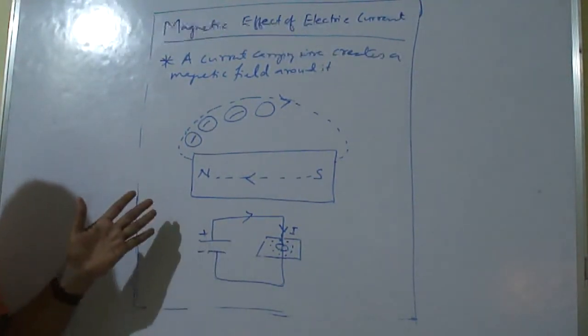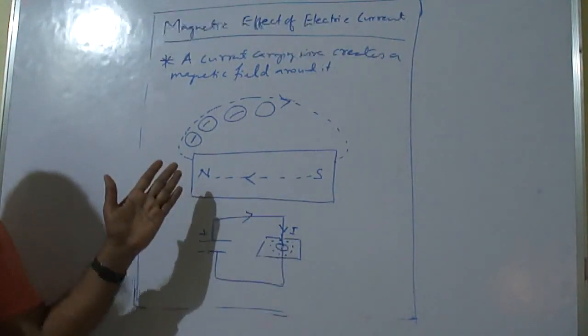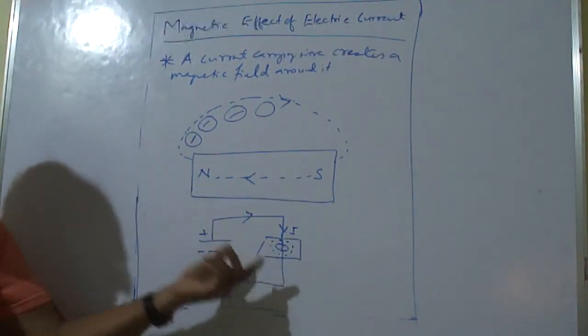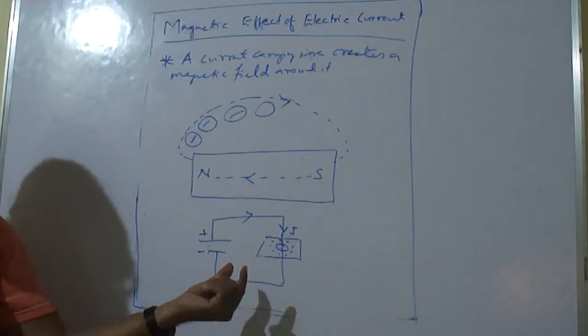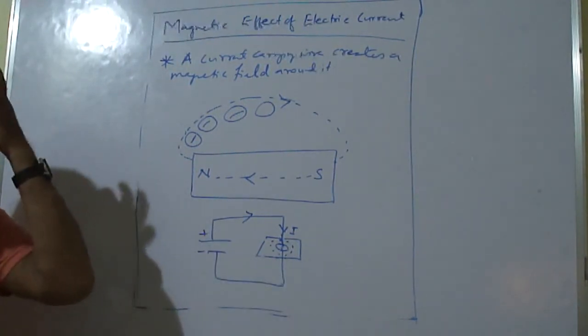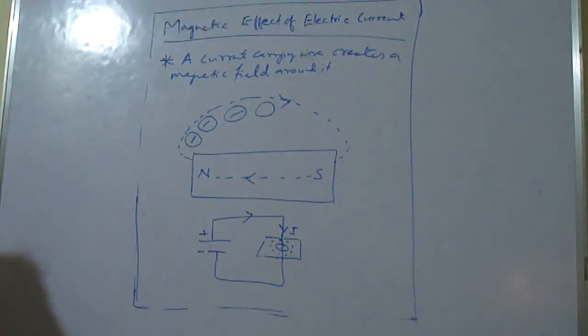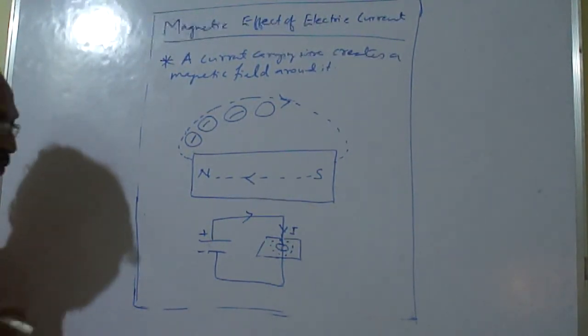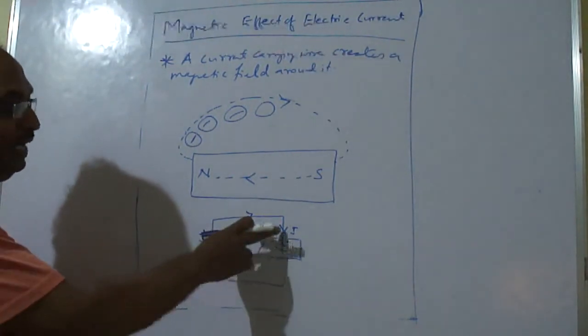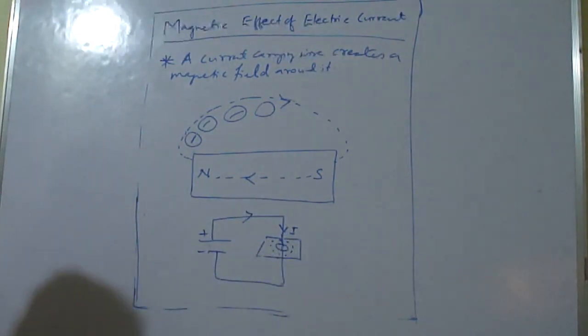Correct? Okay. Here you are not using a bar magnet. Here you are using a current carrying wire. So this activity is clearly showing that a magnetic field is created by this current carrying wire. Right? Okay. Now we need to find the direction of magnetic field.